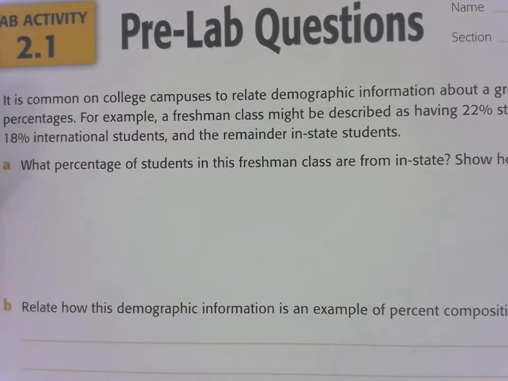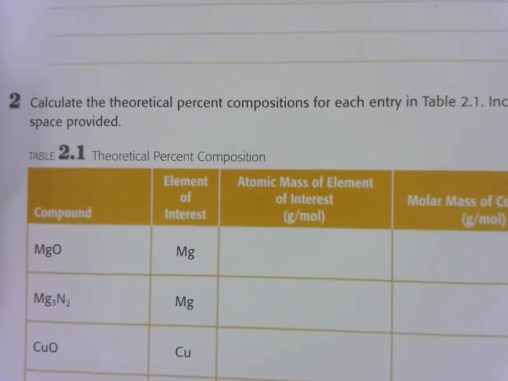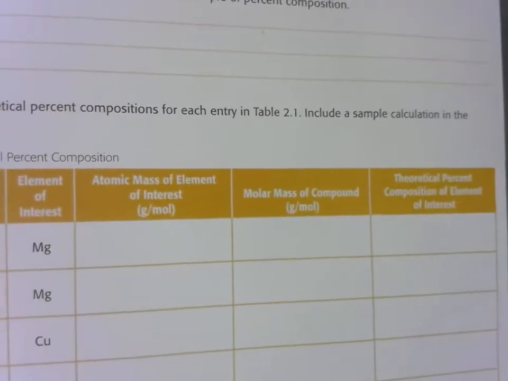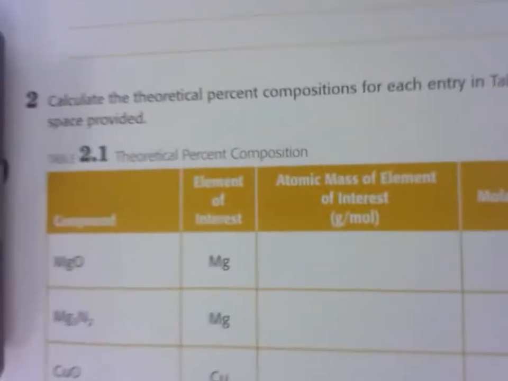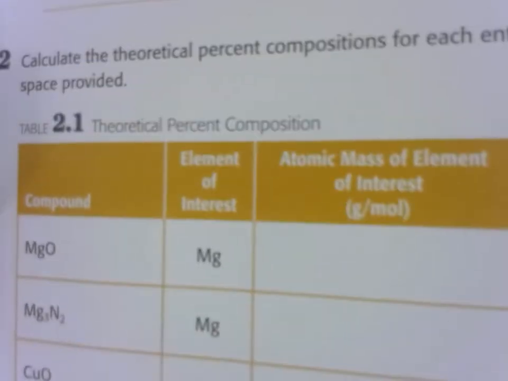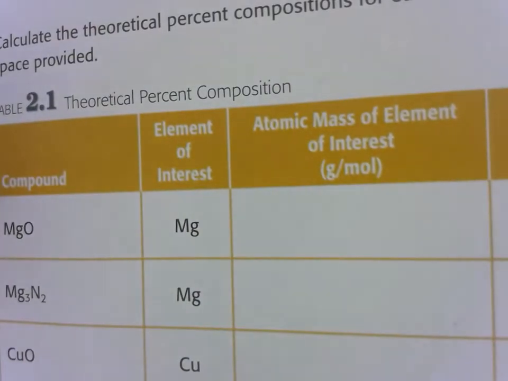composition. So now we're going to look at compounds and the individual elements and relate that to percent composition. So let's go down to question number 2, and there's a table here. It asks us to calculate the theoretical percent compositions for each entry in table 2.1, and to include a sample calculation in the space provided. So let's do the first one as an example, and then I will show you a little basis for the last one, and then you can figure the rest of them out on your own.